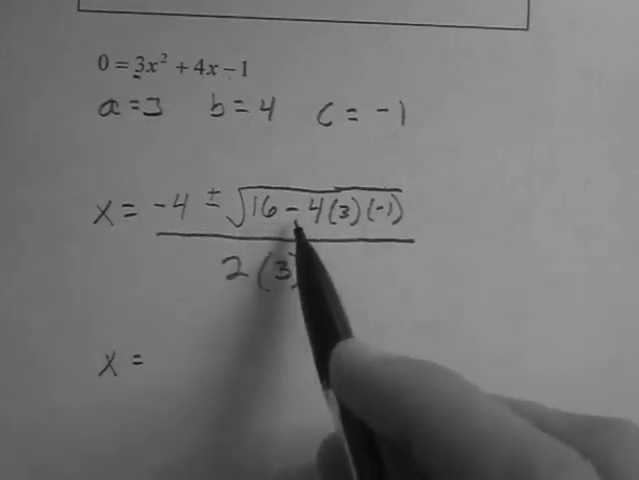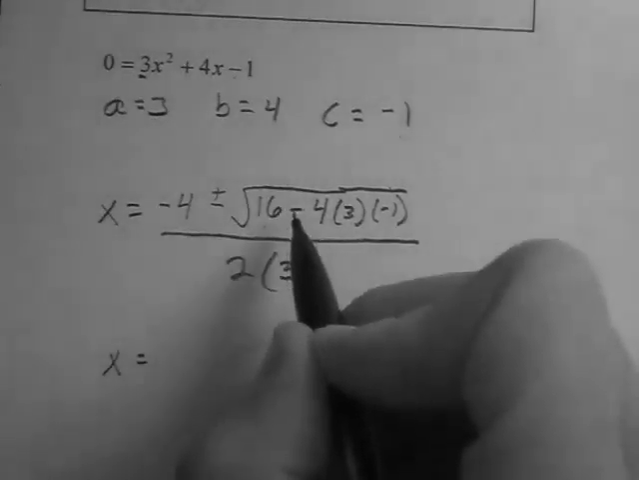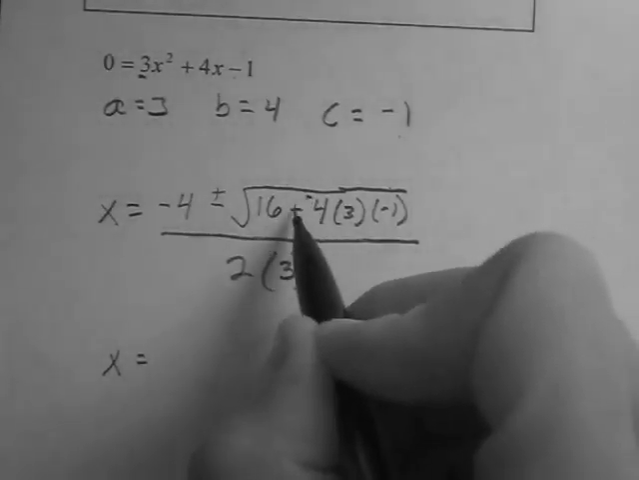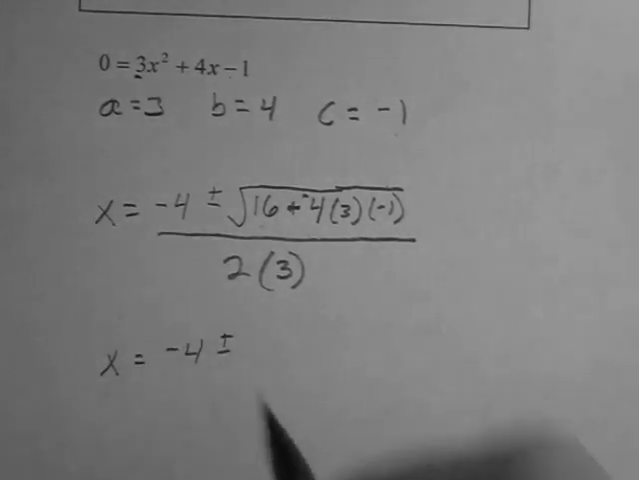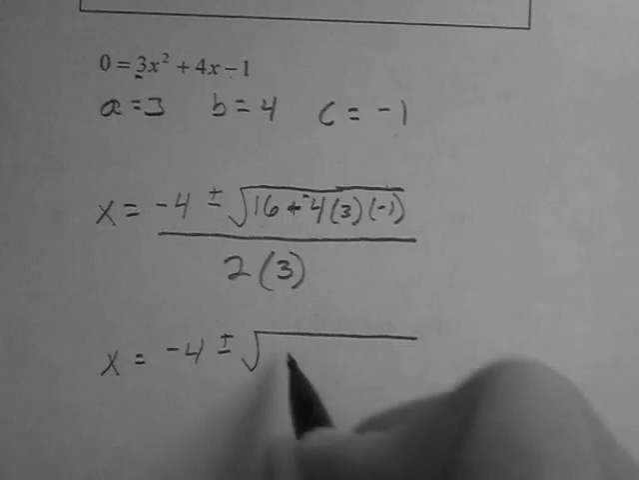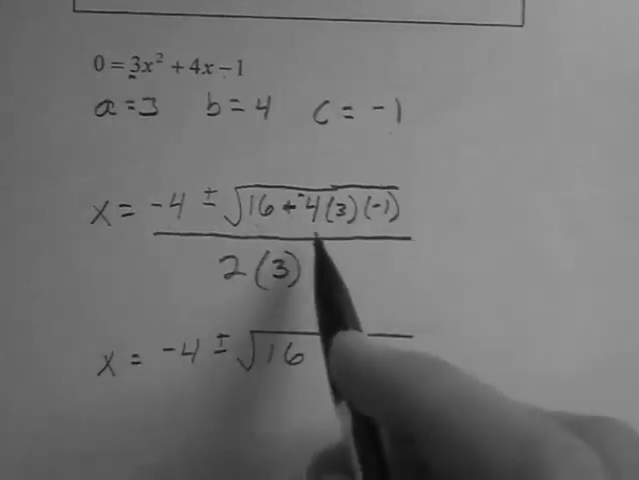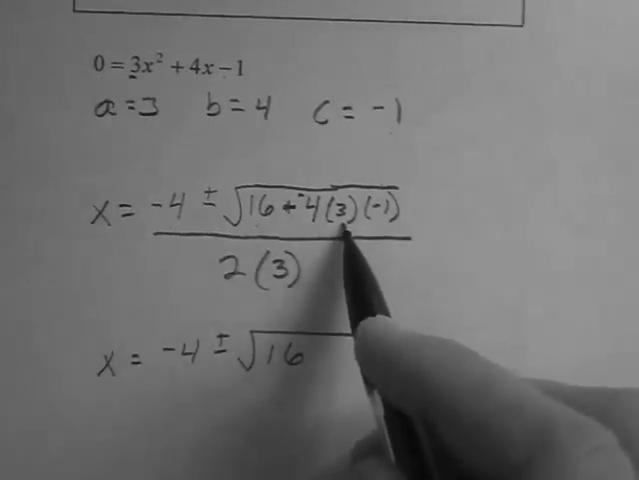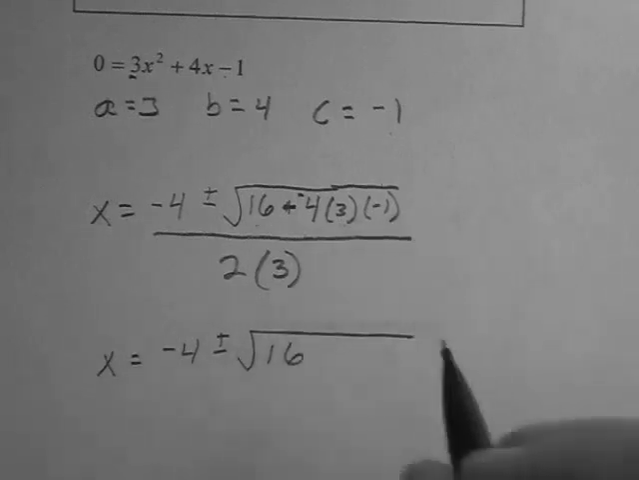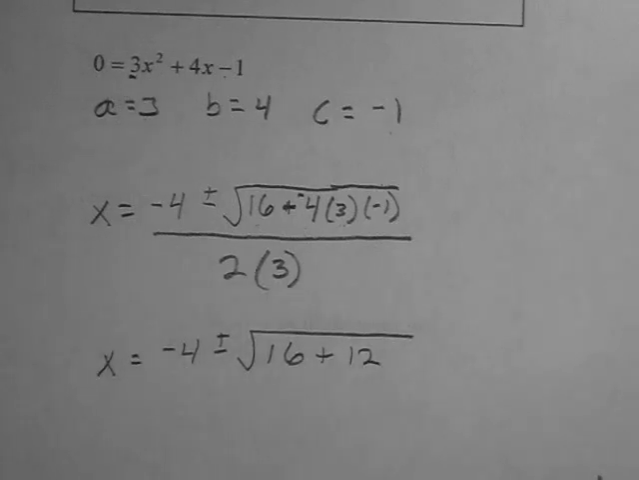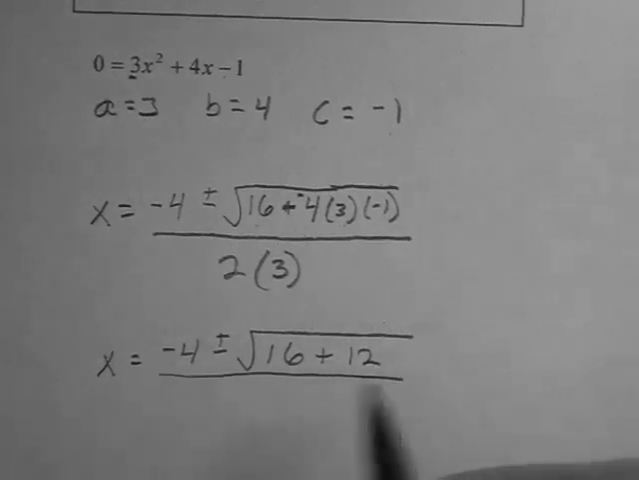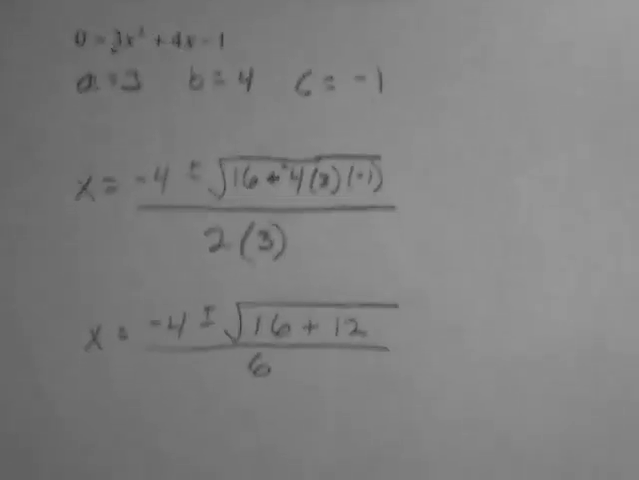Right now we have 16, and the way that I think of this is I think of plus a negative 4. I always think of that 4 as being negative. So I'm going to write this down, negative 4 plus or minus the square root of 16 plus negative 4 times 3 is negative 12, and negative 12 times negative 1 makes this whole term a positive. Just remember to do these operations correctly to come up with the right sign. And this is still all of it divided by 2 times 3, or 6.